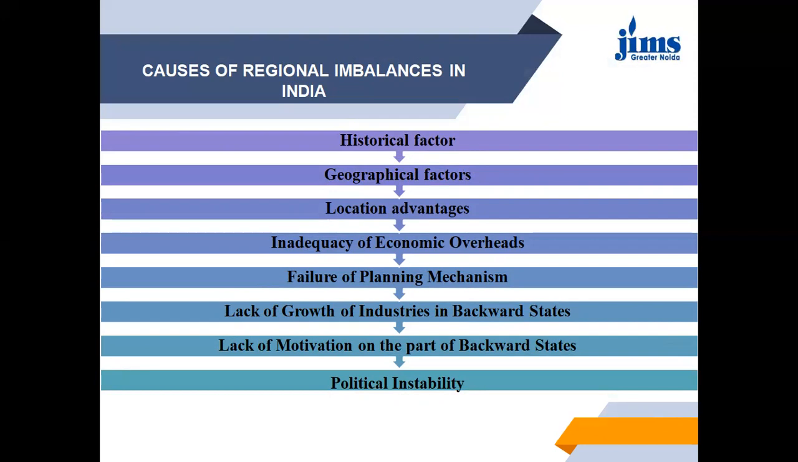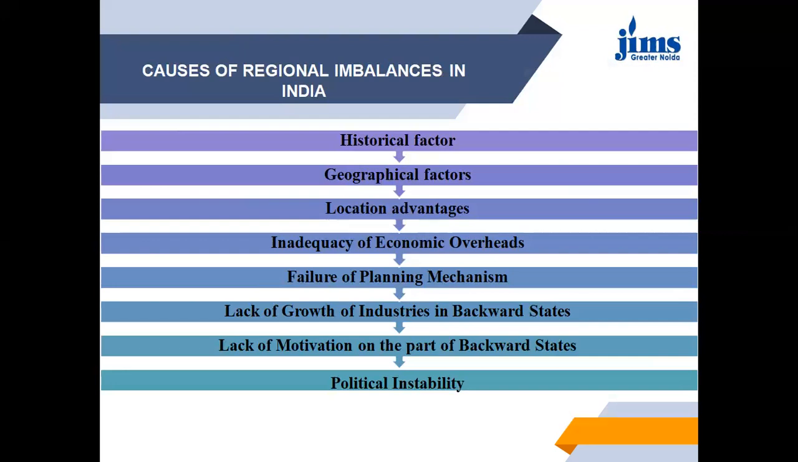Then, failure of the planning mechanism. Although balanced growth has been accepted as one of the major objectives of economic planning in India since the second plan onwards, it did not make much headway in achieving this objective. Rather, in a real sense, the planning mechanism has enlarged the disparity between the developed states and the less developed states of the country.